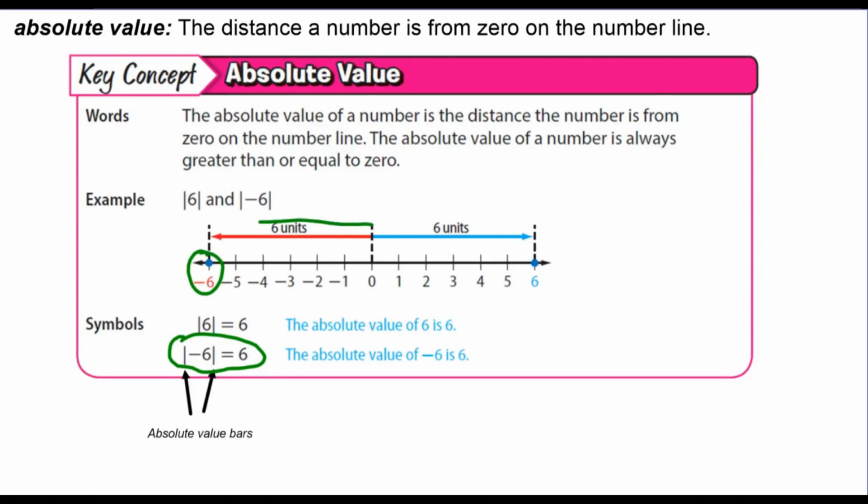So we can see that right here. -6 is 6 units from 0. Also, +6 is 6 units from 0. They're the same distance from 0, so their absolute values are the same. So -6 and +6 have the same absolute value. They are the same distance from 0 because they're opposites. So when we see those absolute value bars, we're always talking about distance, and that's always going to be positive.